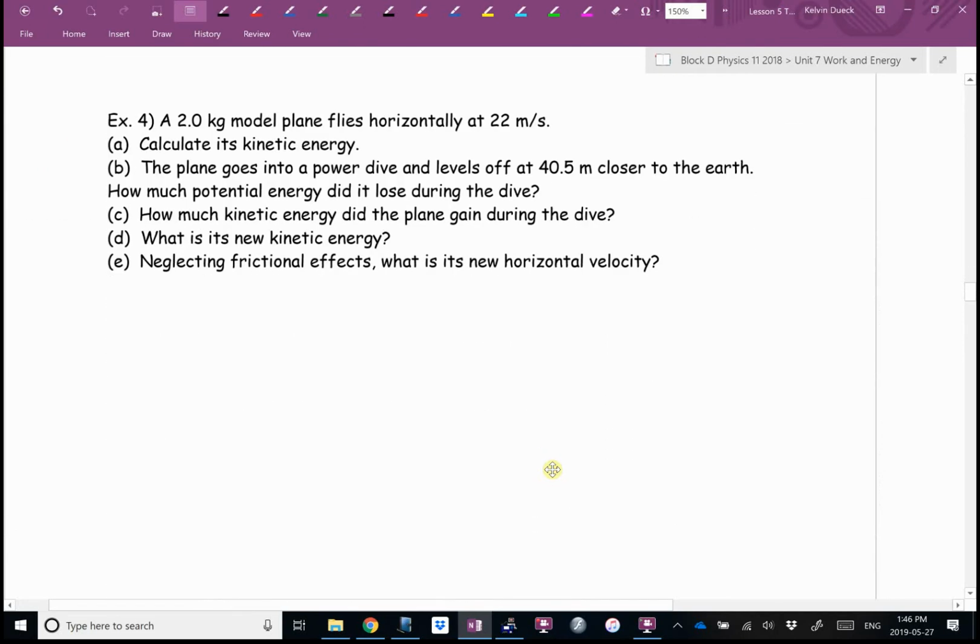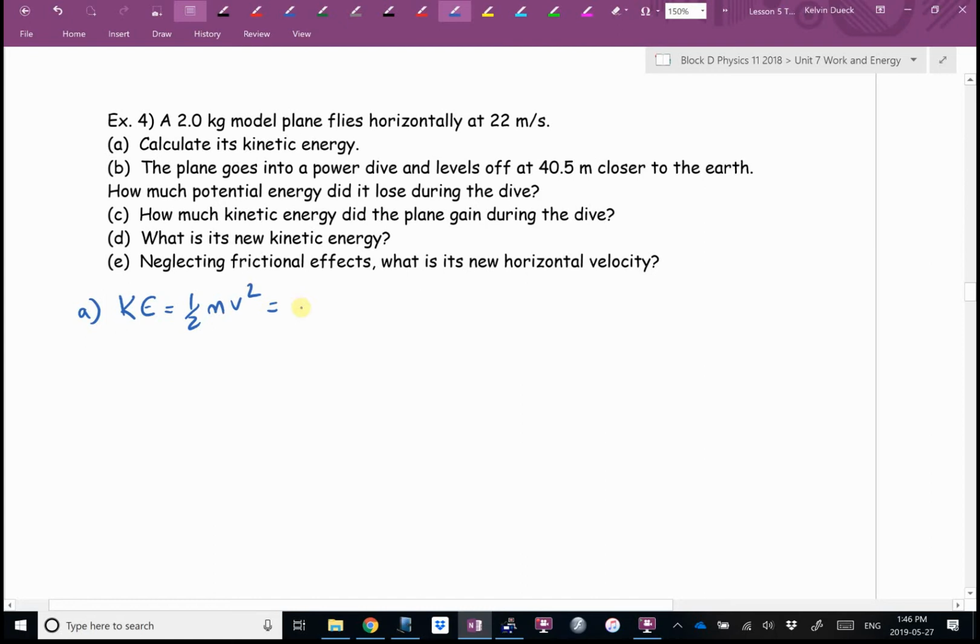Example 4. A model airplane flies horizontally at 22 meters per second. Cool. Sam, what does A want me to find? Kinetic energy. How do I calculate kinetic energy? Just straight kinetic energy. Don't worry about conservation of energy. It's just going to be KE equals a half mv squared. Yep.